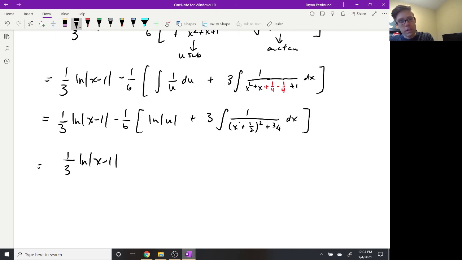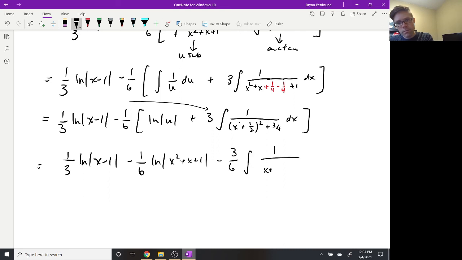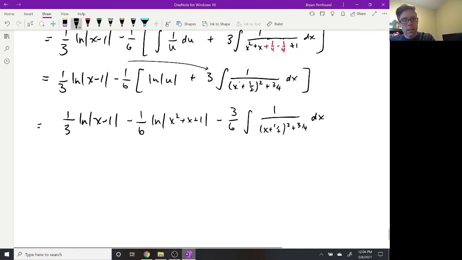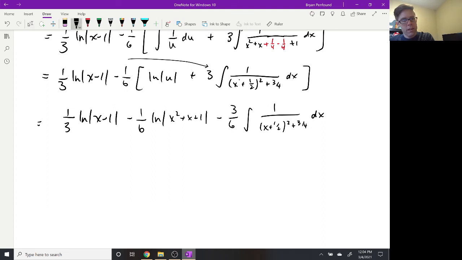This is a toughie, I'm not going to lie. So u was that big messy thing, so we should get minus 1/6 ln x squared plus x plus 1. Boom. Distributing that 1/6 through here as well, we're going to get negative 3/6. There, so that deals with the brackets, and we're in a pretty good shape to finish up that last integral.